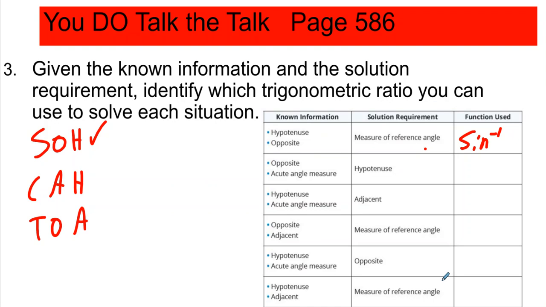Now that we've done all three of these, your problems will be a mixture of all of them. You're going to have to say, oh, what do I have? What I have is adjacent and hypotenuse. That means I have to do cosine. And then am I solving for a side? Well, then I use regular cosine. Or if I'm solving for an angle, I would use inverse cosine.